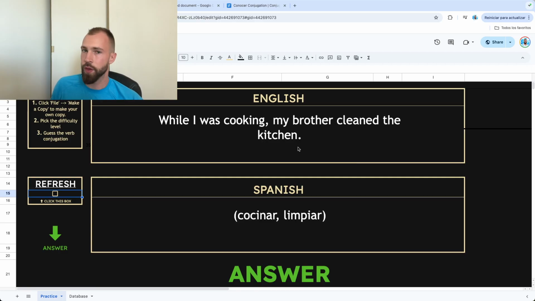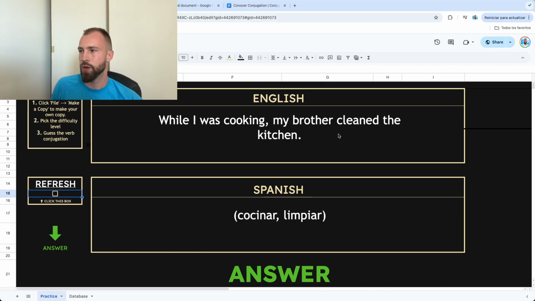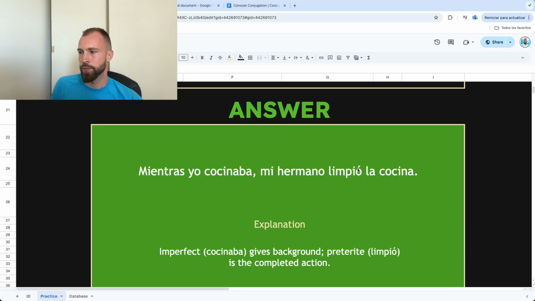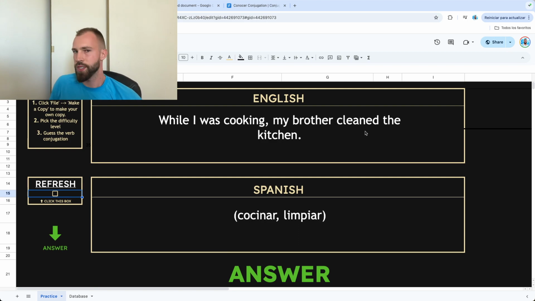The thing is, this is one of those examples where if you did use limpiar in the imperfect, mi hermano limpiaba la cocina, in that case you'd be saying my brother was cleaning the kitchen, which still makes sense. So sometimes you can use both, and all that changes is a slight nuance.